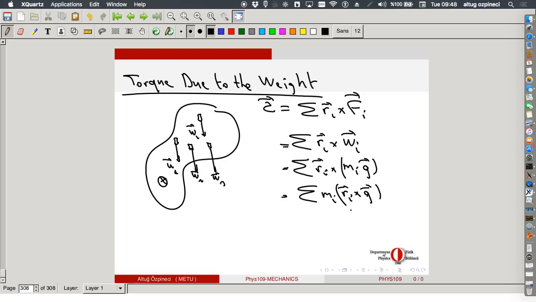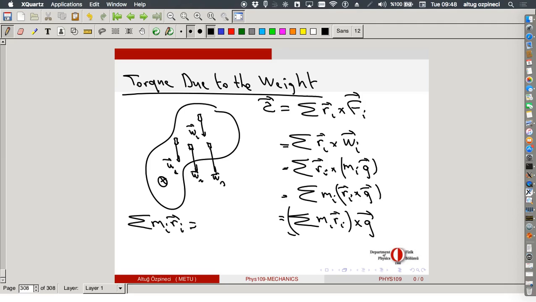But you see, g is a constant vector. Now constant we can always take it out of the summation sign. So this is equal to the sum of mi times ri, cross g. What is this vector? This vector over here, the sum of mi ri, this is equal to?